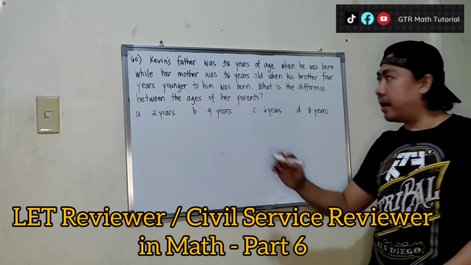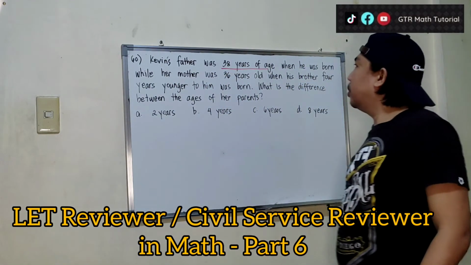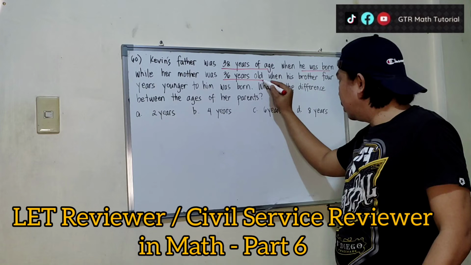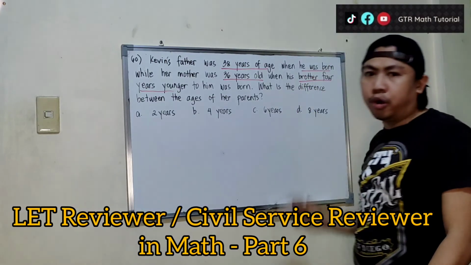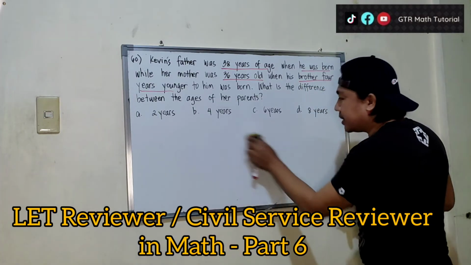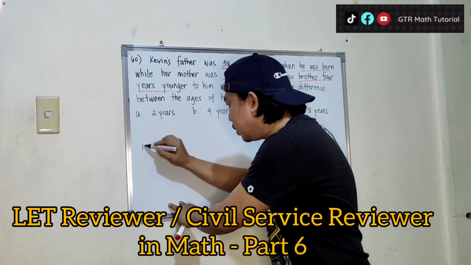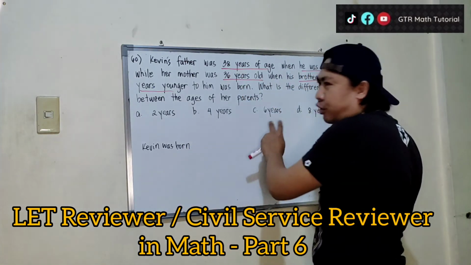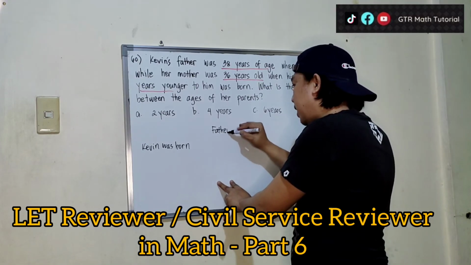Okay, so analyze natin ang mga problem natin. So, Kevin's father was 38 years of age when he was born, while her mother was 36 years old when his brother, 4 years younger to him, was born. Okay, so sulat muna natin. Lagyan natin para mas madali. So, ano ba ang age when Kevin was born? So dito sa taas yung age ng mother tsaka yung father. Sulat natin. So, father niya, so dito yung mother.